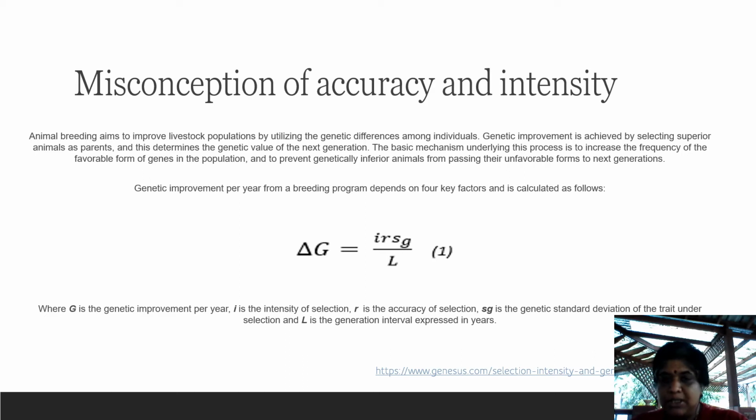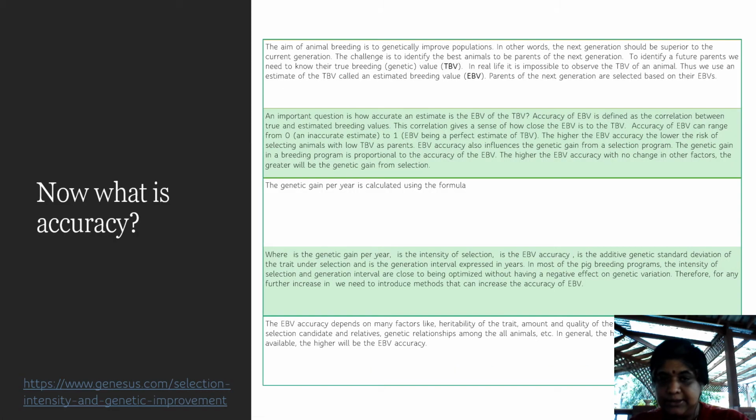So the formula, in a simple way of calculation, is ΔG equals I R σG over L. I stands for intensity of selection, R is for accuracy of selection, σG is the genetic standard deviation of the trait under selection, and L is the generation interval expressed in years.